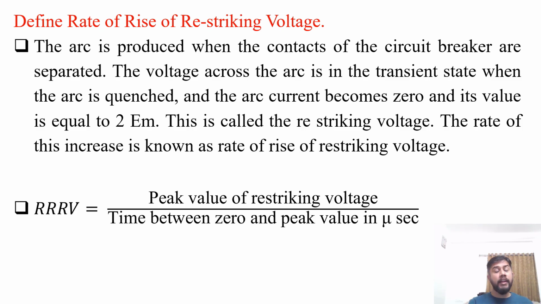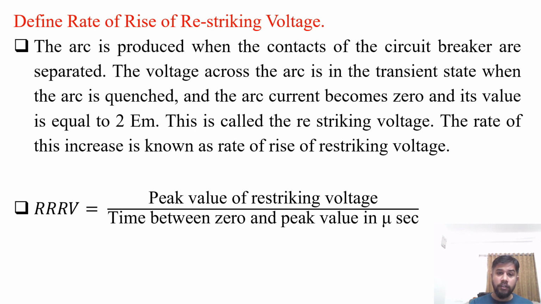Define rate of rise of restriking voltage. This question is asked many times in examinations and in viva examinations. The arc is produced when the contacts of the circuit breaker are separated. The voltage across the arc is in a transient state when the arc is quenched and the arc current becomes zero or nearly zero, and the value of the voltage across the contacts is equal to twice the maximum value, that is 2Em. This is called the restriking voltage.